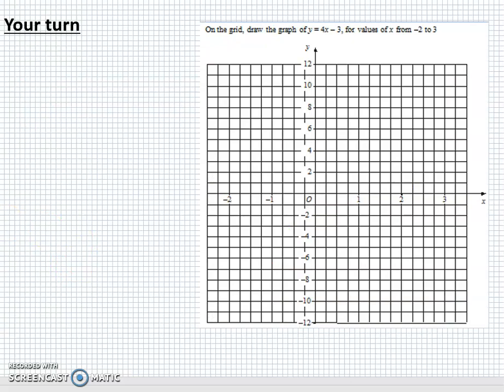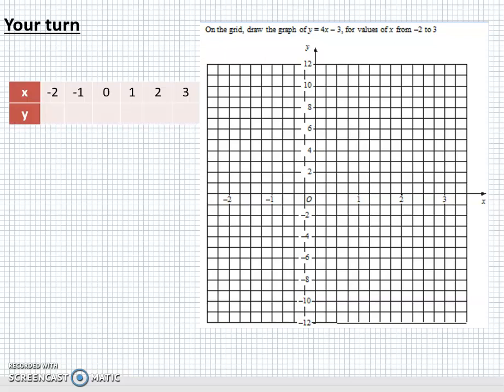So your final question for today, okay, so on the grid, draw the graph of y equals 4x minus 3 for the values of x from -2 to 3. So for this one, when you do draw your table, it's telling you specifically it wants your x values to be from -2 to 3. So your table of values will have x as -2, -1, 0, 1, 2, and 3. Okay, so that will be your x values for your table to help you generate your y values. So press pause and spend around 4 to 5 minutes on this question, please.